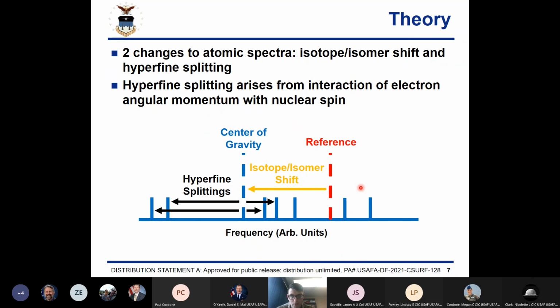We start at some reference in frequency space, which we treat as a 0 point. And then your isotope isomer shift moves you over to the center of gravity of your hyperfine spectrum. Now that doesn't actually correspond to a hyperfine peak, but it is the point in frequency space from which all of your hyperfine splittings are measured. So if you look, each one of these short little blue lines corresponds to a different hyperfine peak in this arbitrary spectrum. You can see they're all measured with respect to the center of gravity, which itself is measured with respect to the reference.